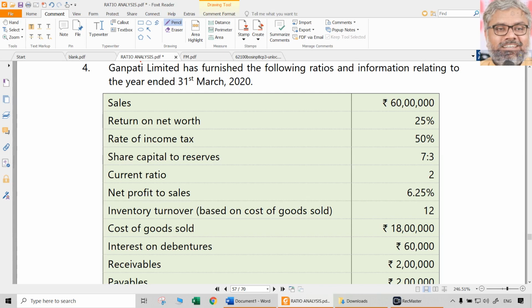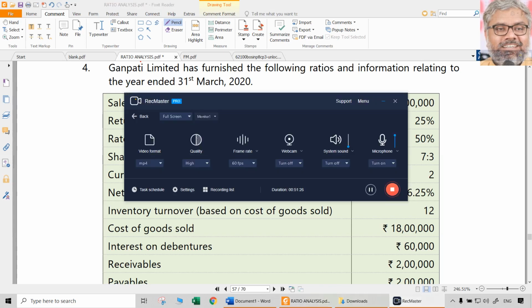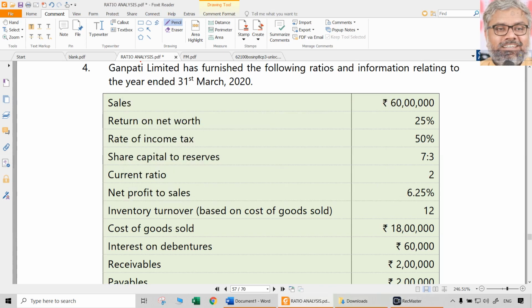Now, let's move on to another question. That is question number 4. Ganpati Limited has furnished the following ratios and information relating to the year ended 31st March 2020.